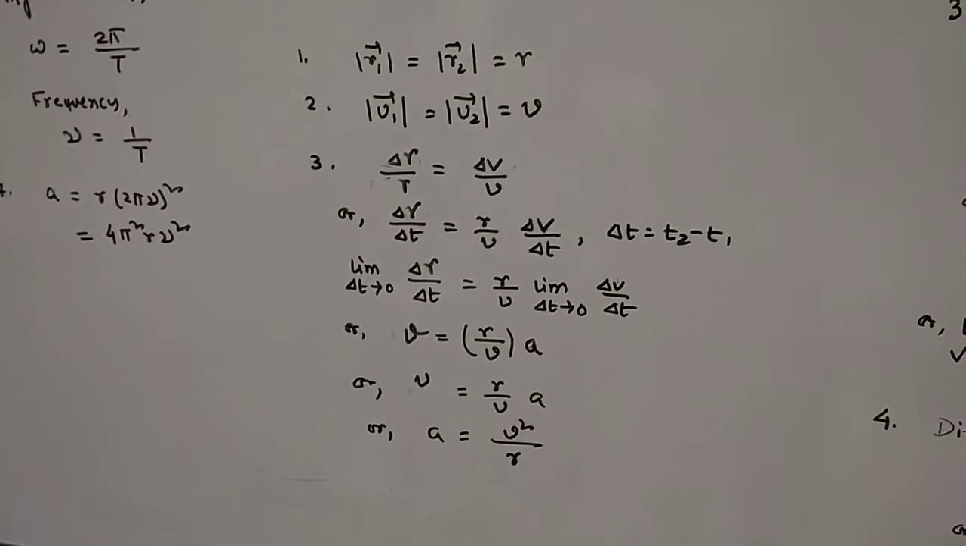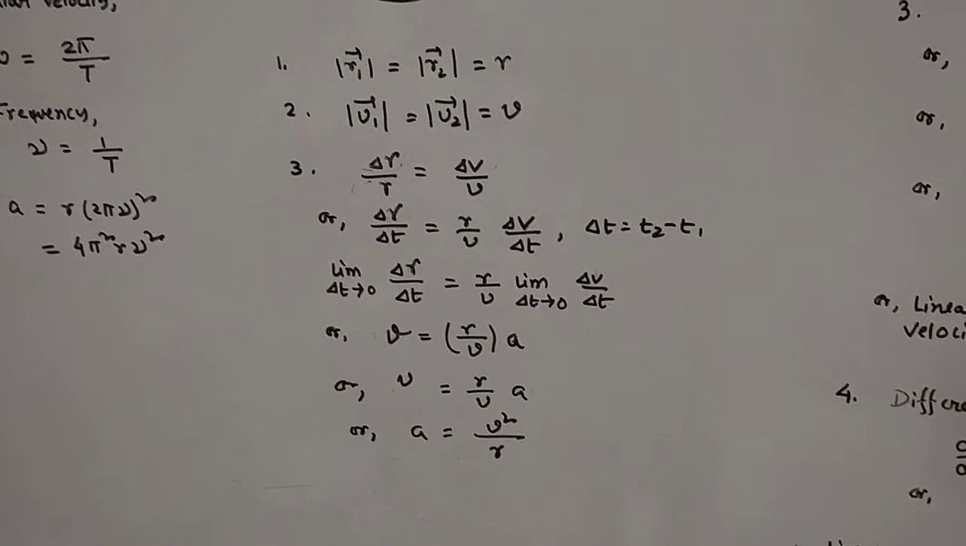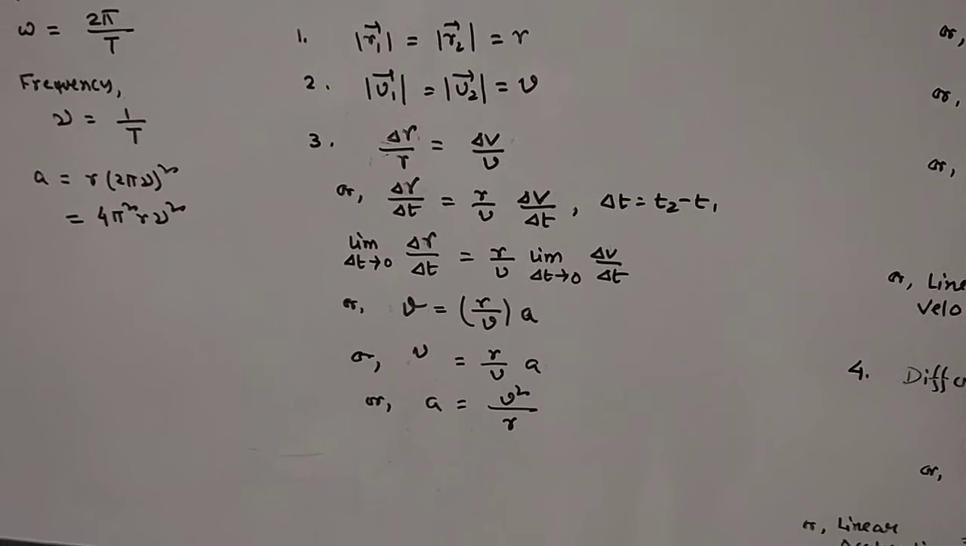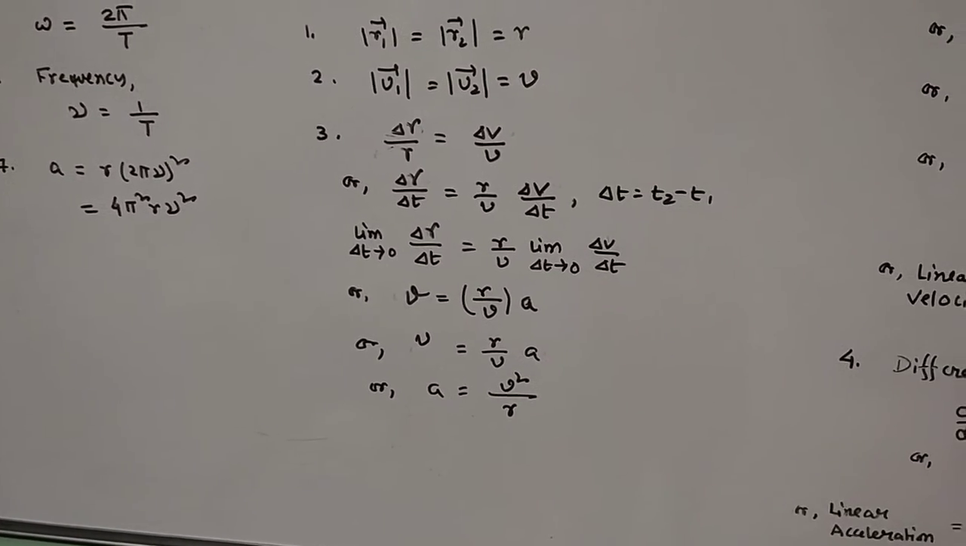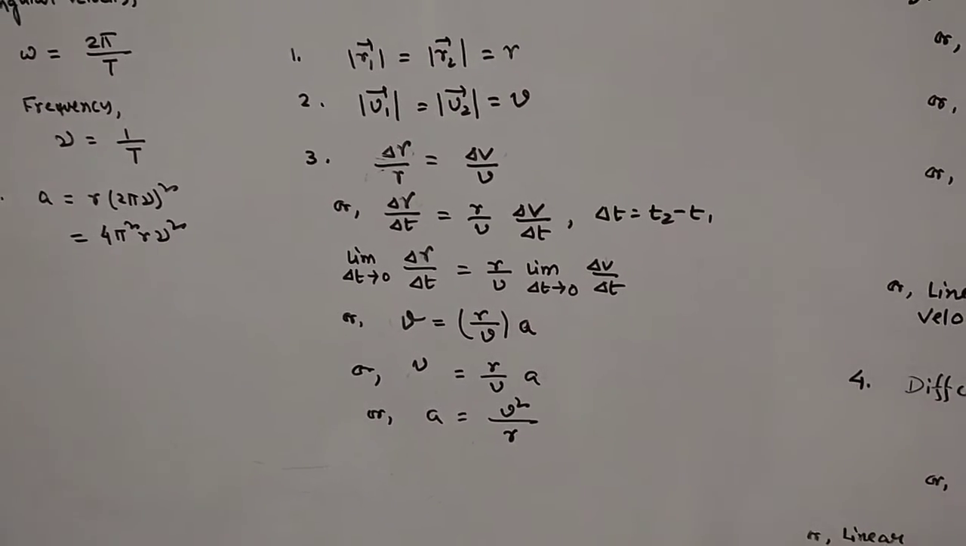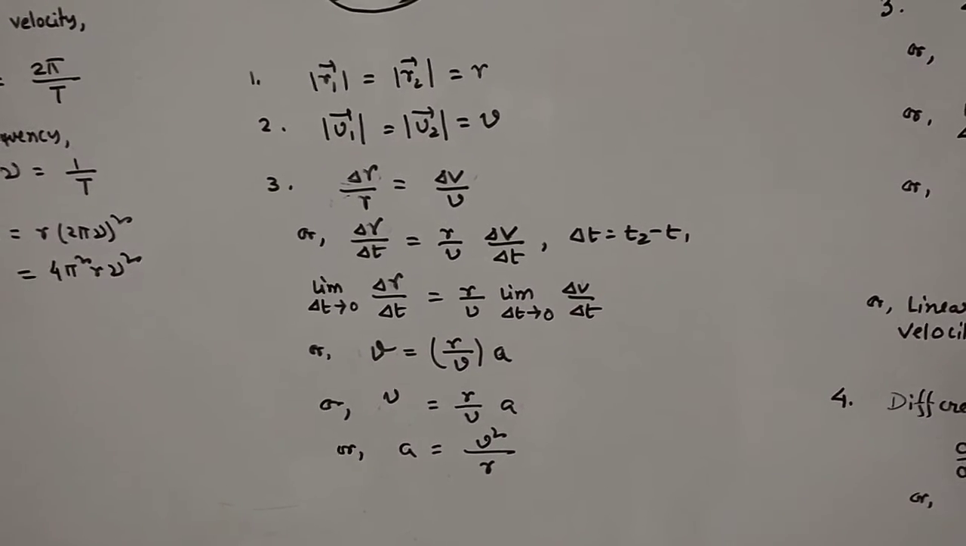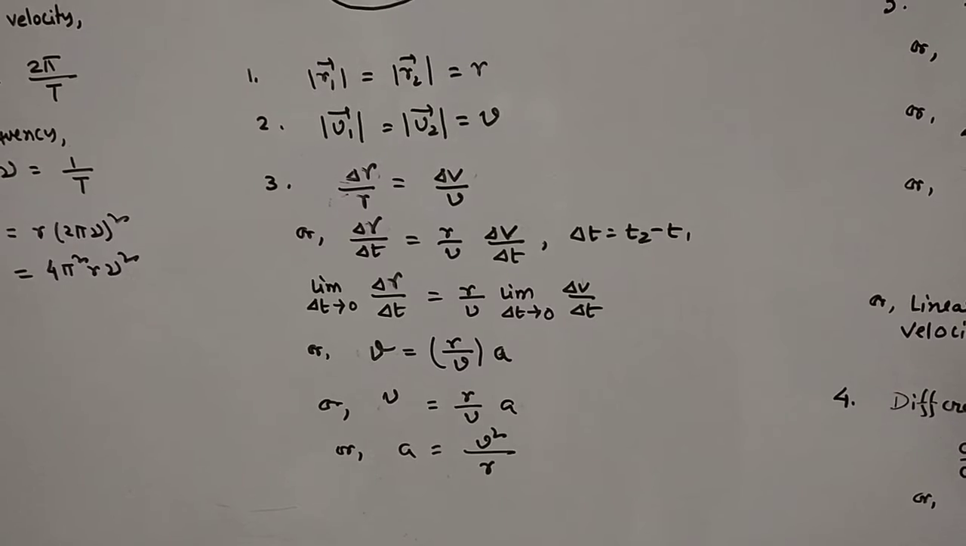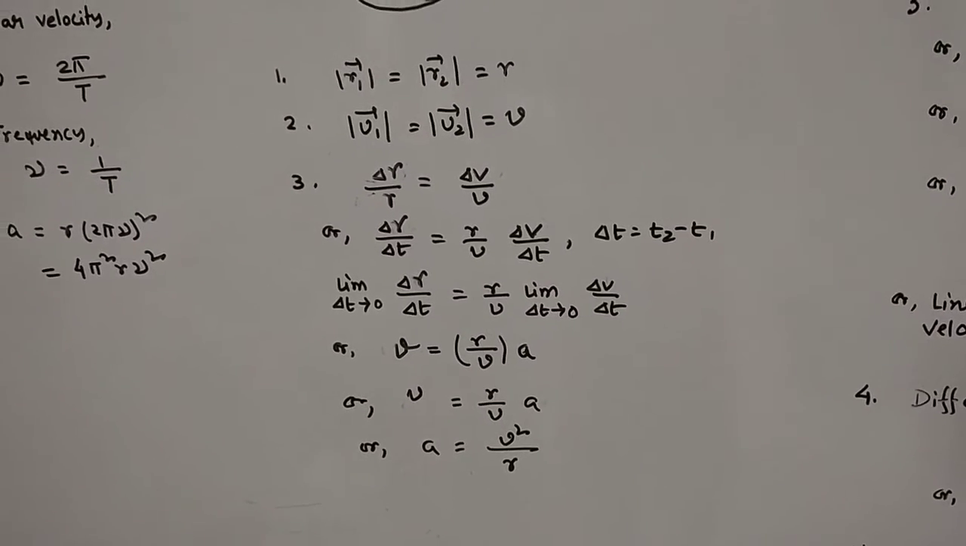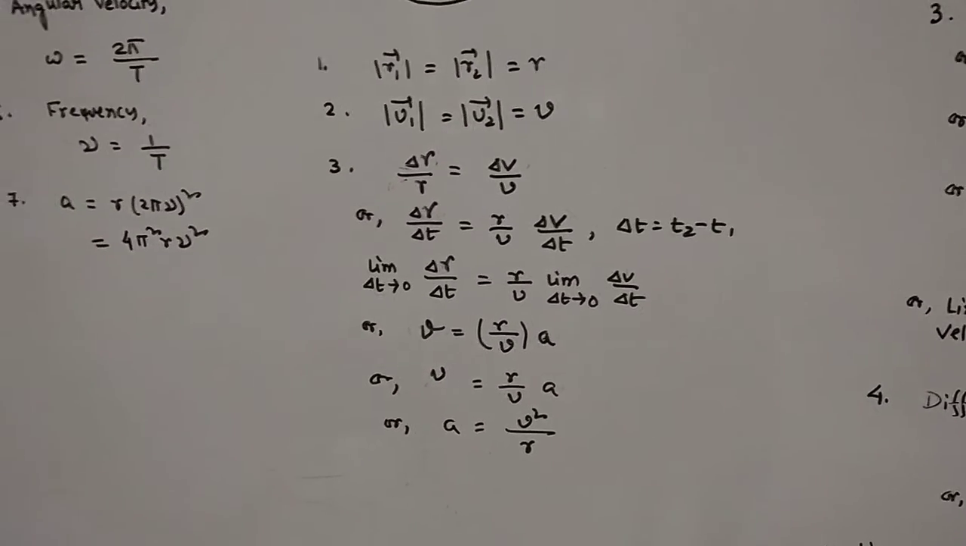This acceleration is known as centripetal acceleration. When an object is moving in a circular path, the acceleration is known as centripetal acceleration, and that is nothing but V square by R. So if you want to find the force, you have to multiply both sides by m. So F equals mv square by R. These expressions are very common, and we are going to use them later on.